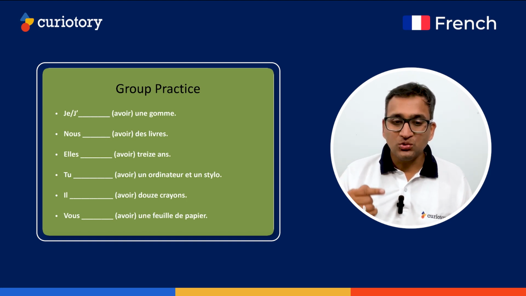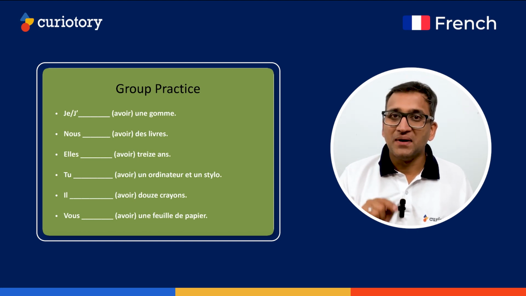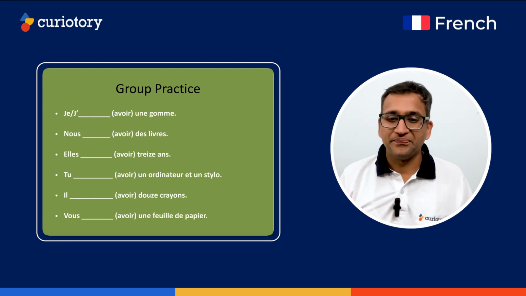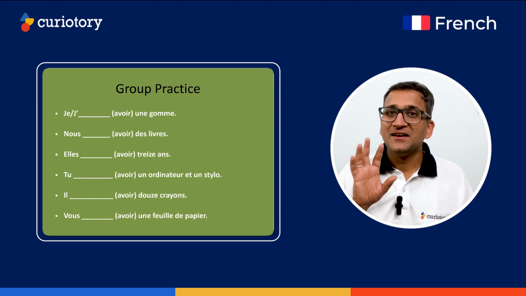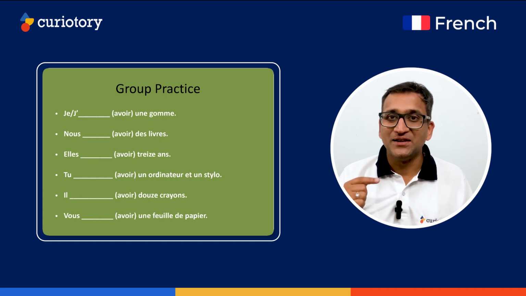There are 1, 2, 3, 4, 5, 6 sentences and you must complete this in your notebook before I show you the answer. So I'm waiting. Just complete this. I'll show you the answers. You must conjugate the verb avoir. You got it? I'll just speak up and you can put some pressure on your mind to check whether you know the spellings or not.